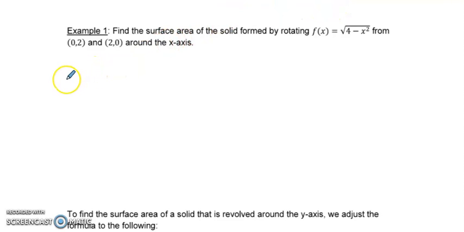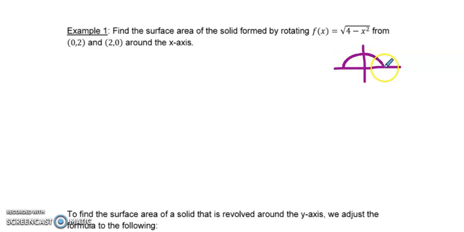All right, let's do surface area examples. So we are looking first to find the surface area of a solid formed by rotating a semicircle with a radius of 2 from 0 to 2 and 2 to 0. So that's interesting. It looks like a first quadrant only. So let's take a look at this graph just so we make sure.